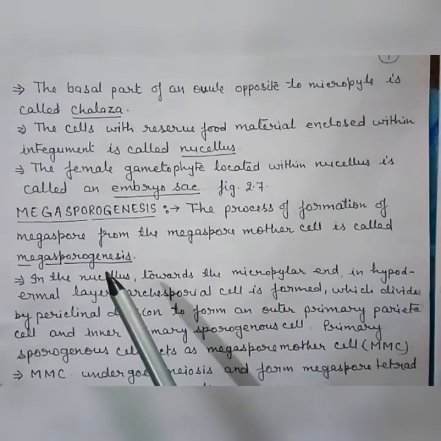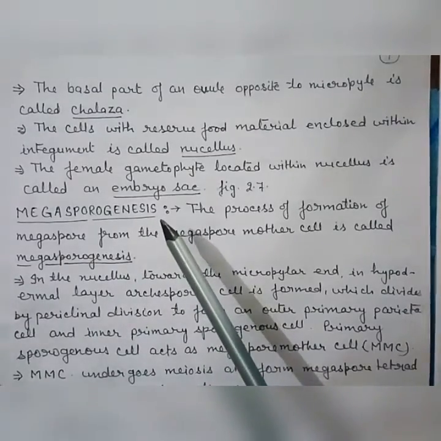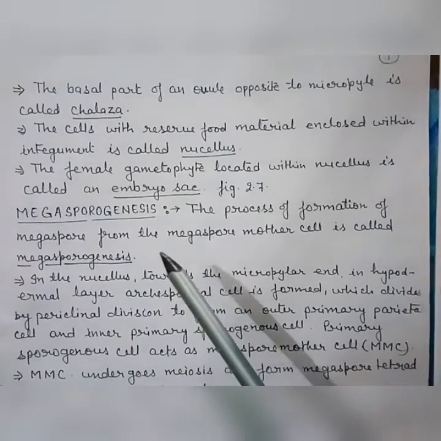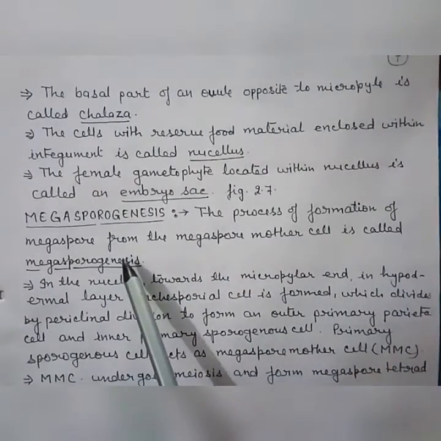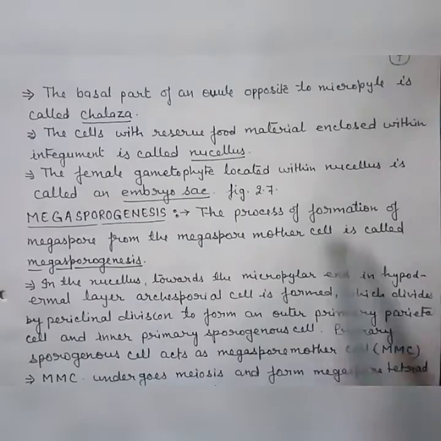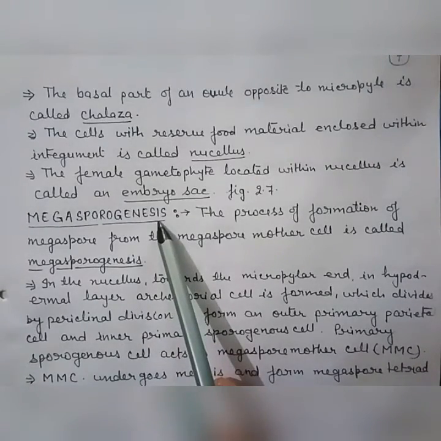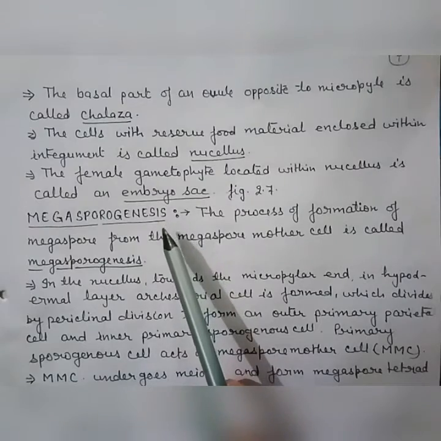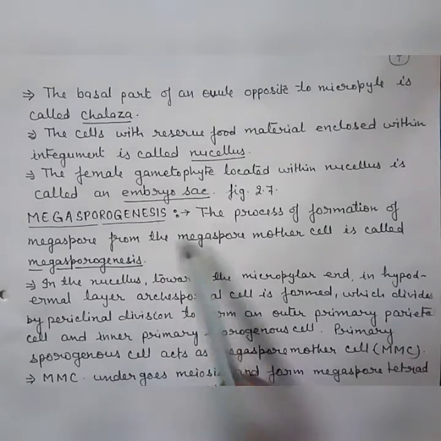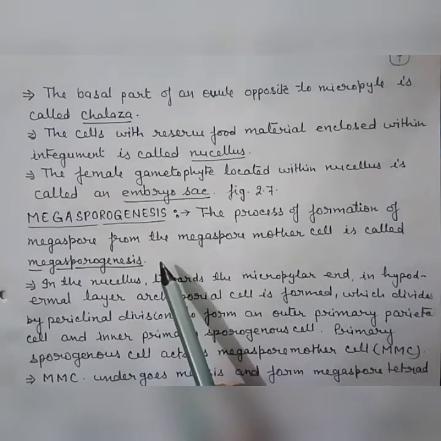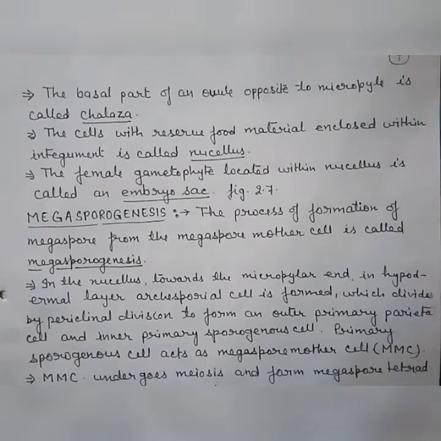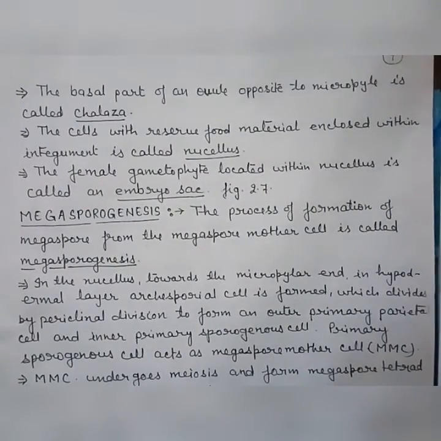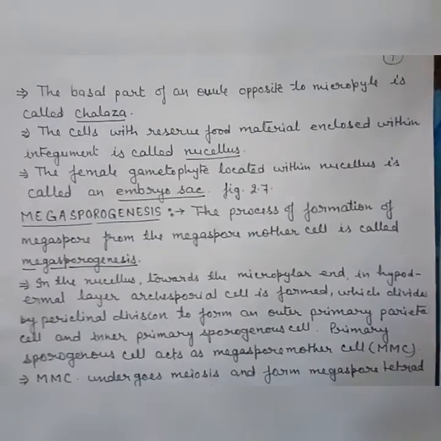Now we will see how the embryo sac is formed, how the embryo sac develops inside the ovule. The process of formation of the megaspore from the megaspore mother cell is called megasporogenesis. It means the process of formation of the embryo sac is called megasporogenesis. Let us see in this figure, below the epidermal layer of the ovule, a single cell of the nucellus is differentiated.